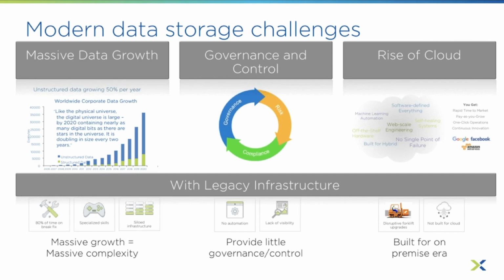And this is just one of a few key trends that's making it difficult to keep data available and accessible. The first is obviously massive scale. Two of the other key trends that we hear about a lot are the rise of governance and control requirements, and the second being the rise of new architectures, specifically cloud.